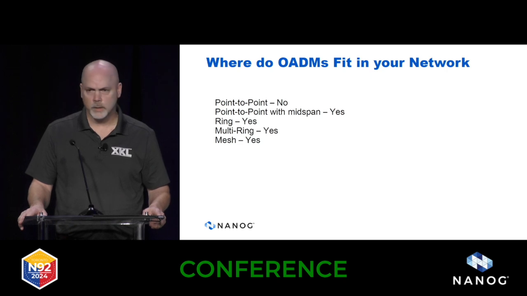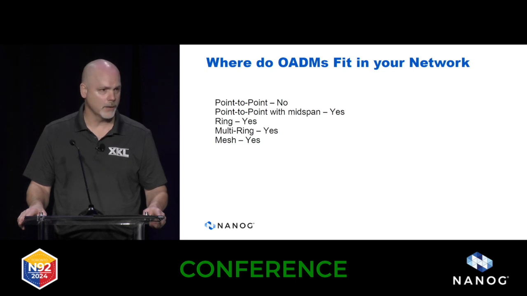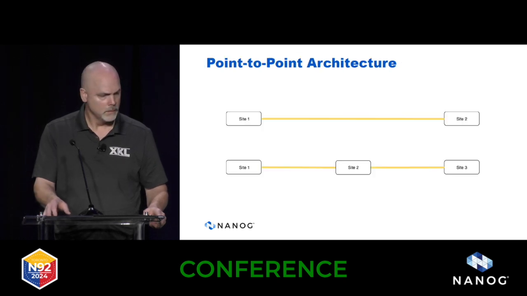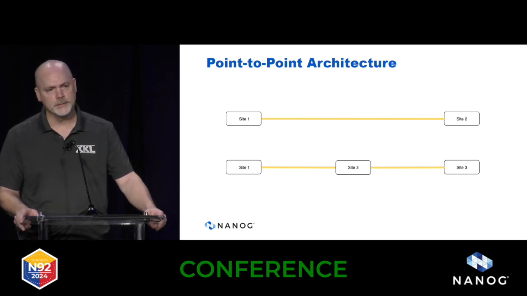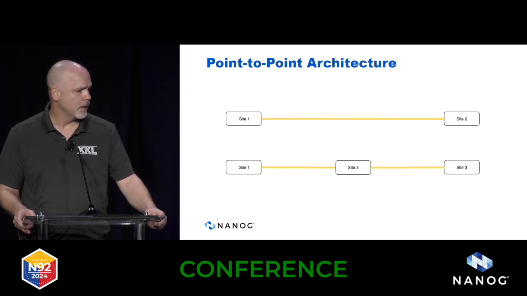So where do FOADMs and ROADMs fit in your network? Pretty much any network, except for simple point-to-point. So any place where you need to add drop traffic, you need some way to add and drop that traffic. And that's where an OADM comes into play. So for example here, site 1 to site 2 on the top diagram, pretty straightforward, simple point-to-point. You're connecting the exchange to your data center or your POP. There's no need for an OADM there.